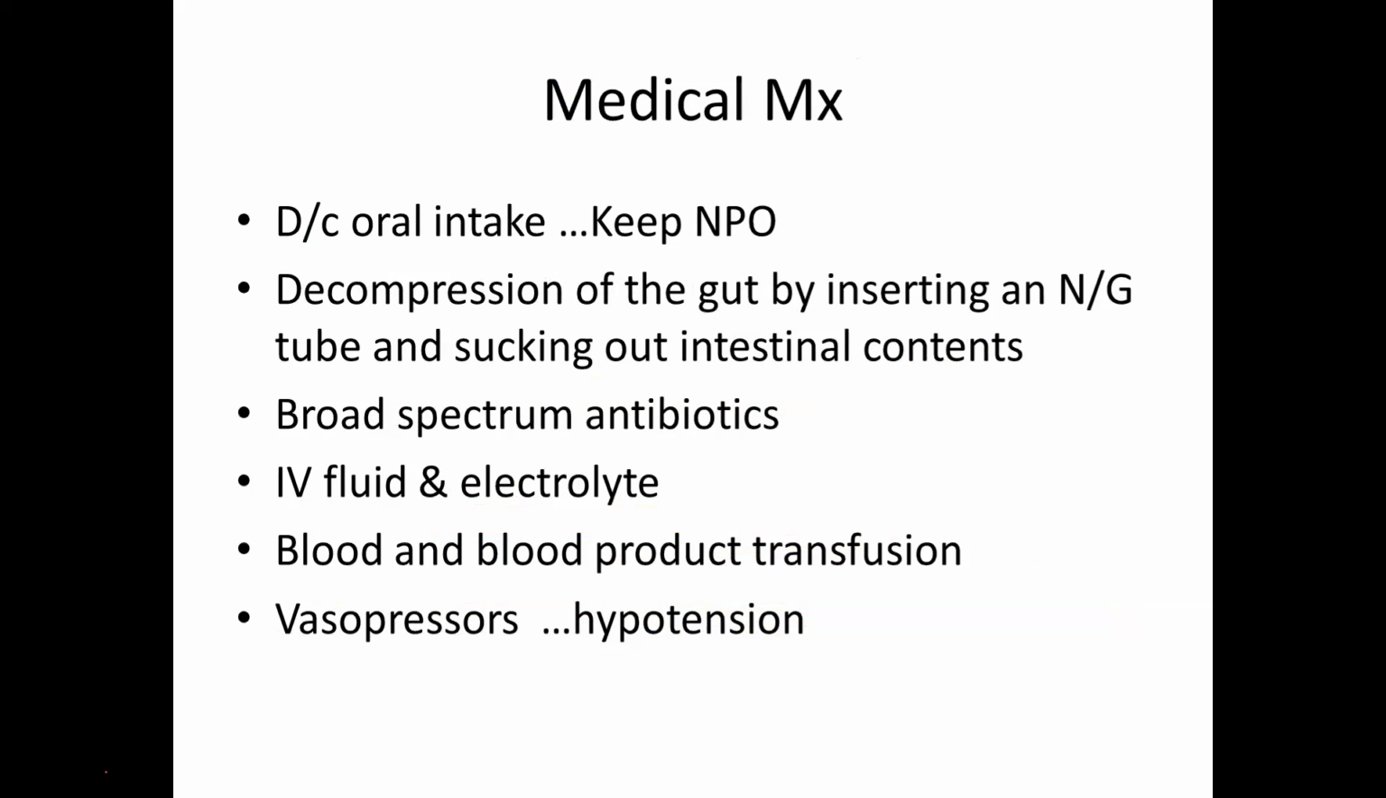Most treatment in neutropenic enterocolitis involves medical management, and one should refrain from promoting oral intake. The preferable thing is to keep them nil per os and immediately decompress the gut by inserting an NG tube and also removing intestinal contents. This prevents leakage into the peritoneum or any risk of perforation.